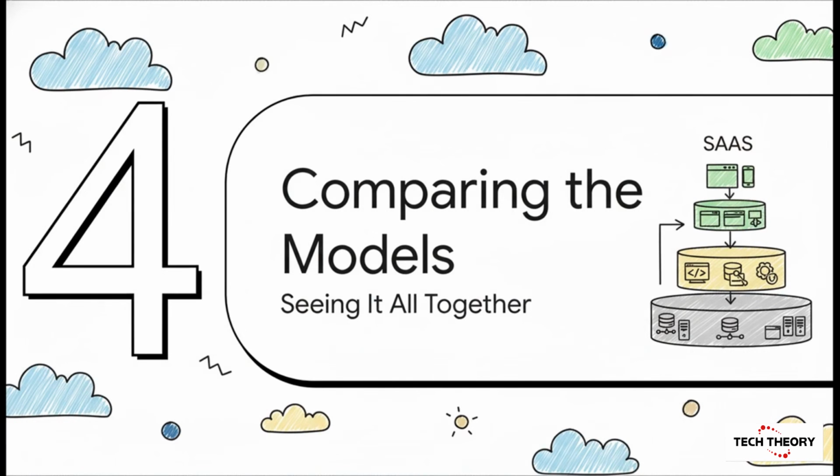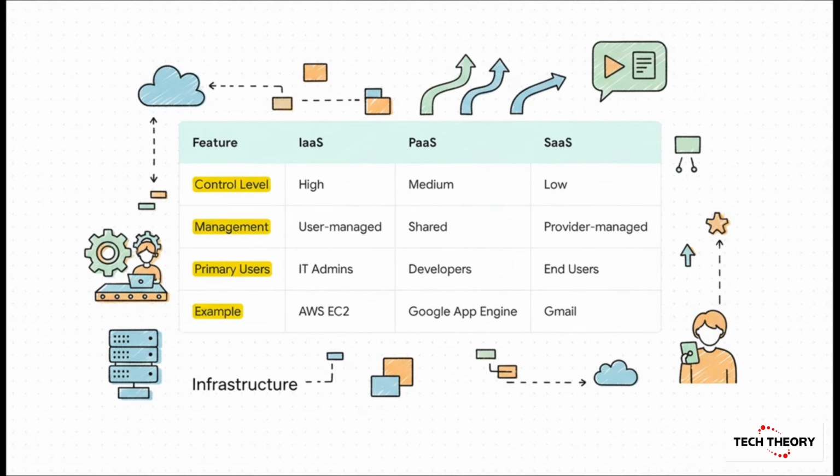Okay, so let's recap. We've got the foundation, the workshop, and the finished product. Now let's put them all side by side and see how they really compare. This table really lays it all out. You can see that with IaaS, you have a high level of control, but you manage most of it. It's for IT admins. Then you move to PaaS, where it's more of a shared responsibility, perfect for developers. And finally, with SaaS, you have low control, but the provider manages everything. That's for end users like us.